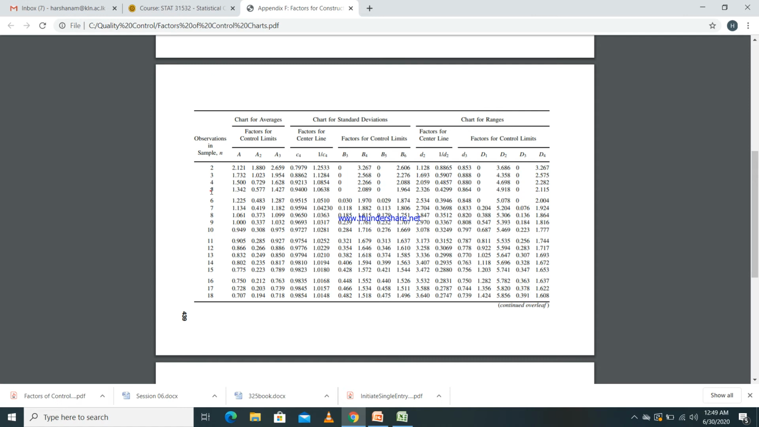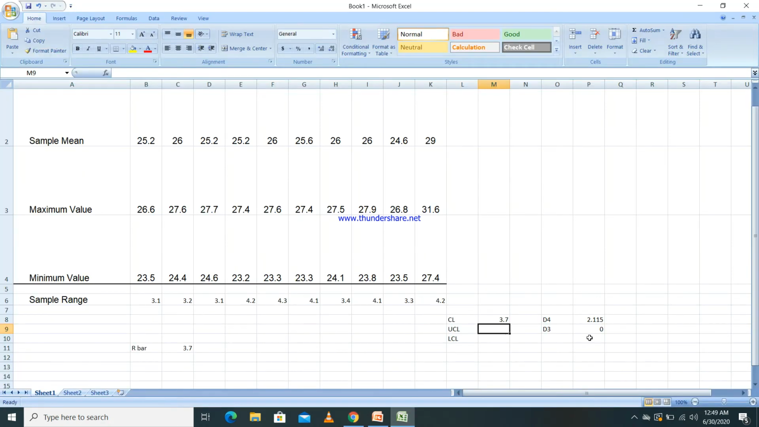So sample size is 5. So you have to read this row. You can see when sample size is 5, the D3 value is equal to 0, and the D4 value is 2.115. Right? So I have put these values here. D3 is 0, D4 is 2.115.